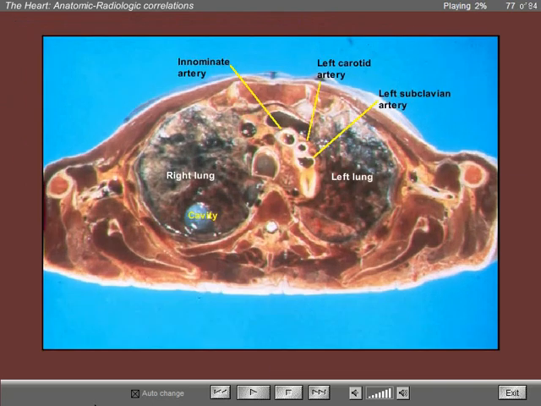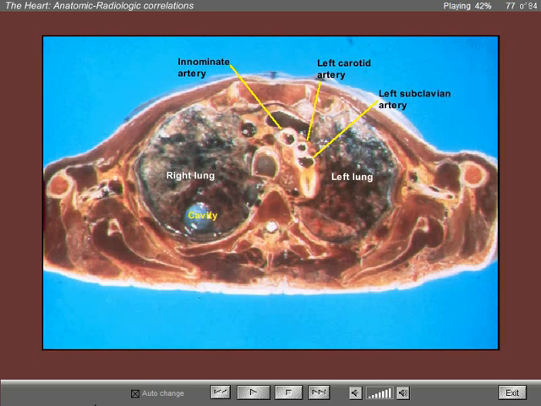This is an axial view at the level of the shoulders. To your left is the right lung, to your right is the left lung. And note that we see the trachea in front of the spine, and to the left of the trachea we see a cross-section of the takeoff of the brachiocephalic vessels. To the left of the trachea we note the origin of the brachiocephalic arteries, the innominate, the left carotid, the left subclavian, and the distal part of the aortic arch.